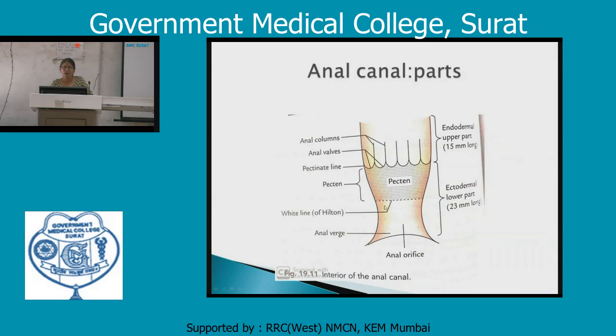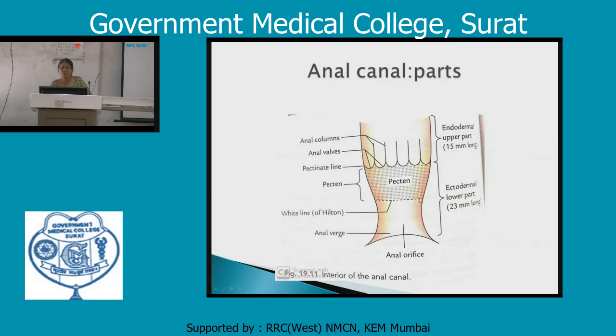And this is the cutaneous part, which is pigmented, black, and contains sebaceous glands and sweat glands. This part, the pecten, does not contain sebaceous glands or sweat glands. This is bluish in color, this is pigmented black in color, and between these two there is a white line, the line of Hilton, which is at the level of the mucocutaneous junction. This represents the mucocutaneous junction.